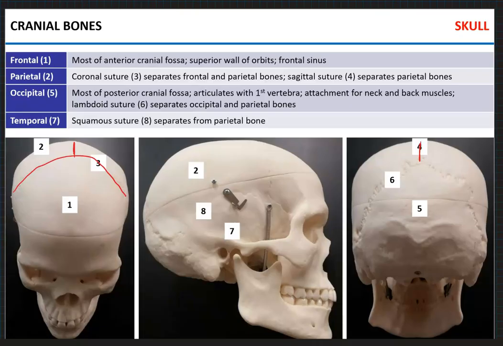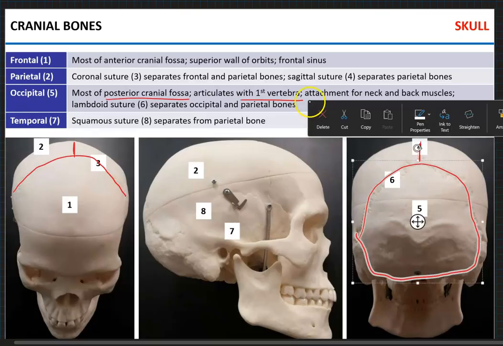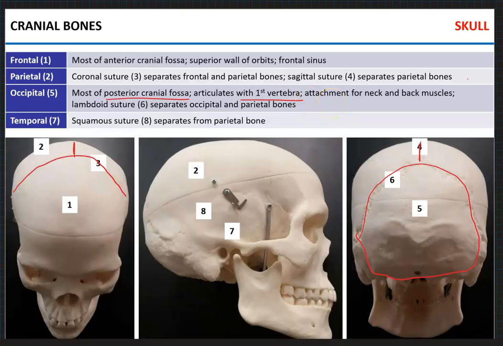Occipital bone, shown here, forms most of the posterior cranial fossa, forms an articulation with a first vertebrae, so-called atlanto-occipital joint, provides the attachment sites for the neck and the back muscles, and is separated from 2 parietal bones by the lambdoid suture.